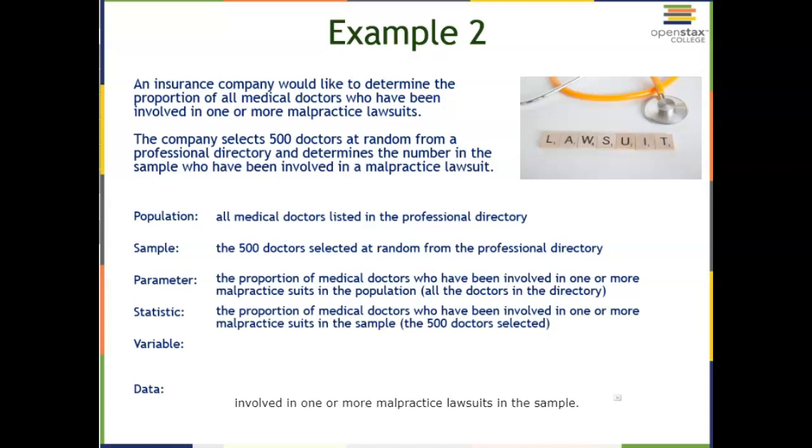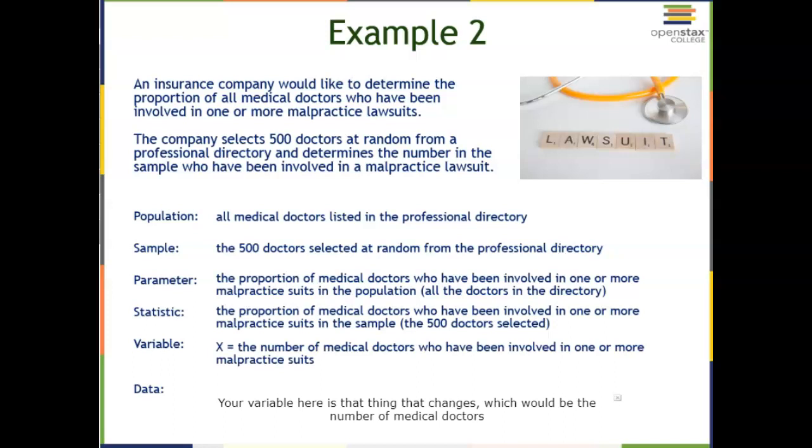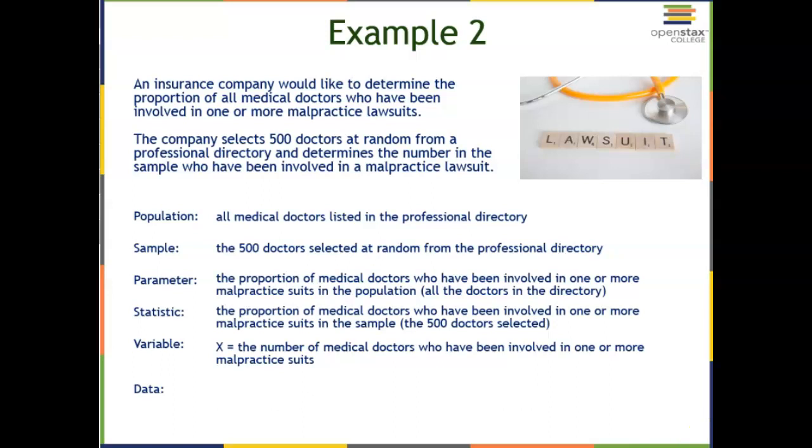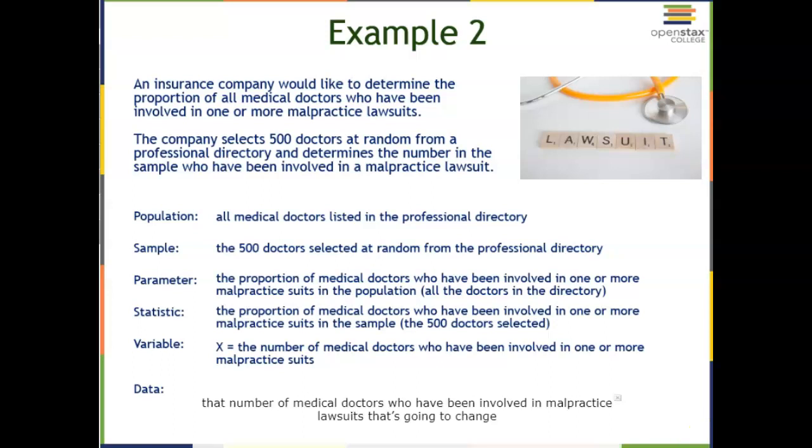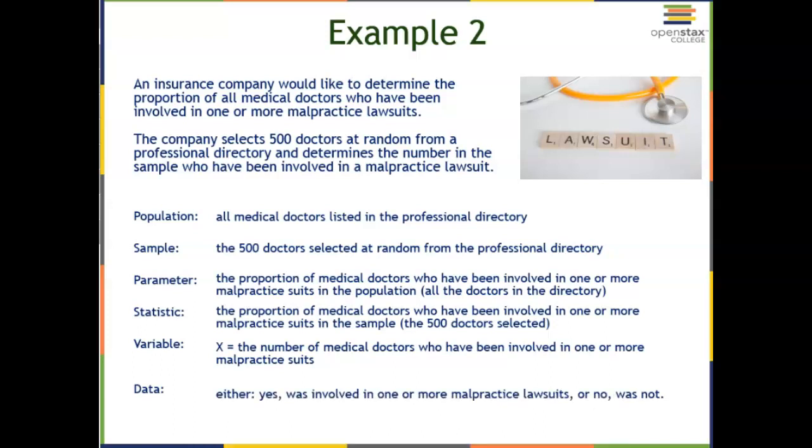The variable here is that thing that changes, which would be the number of medical doctors who have been involved in the malpractice suit. So depending on who we chose for the sample, that number of medical doctors who have been involved in malpractice lawsuits, that's going to change depending on who participates in the sample, so that's our variable. The data we gather is either going to be a yes or no. Were they involved in a malpractice lawsuit, or no, were they not?